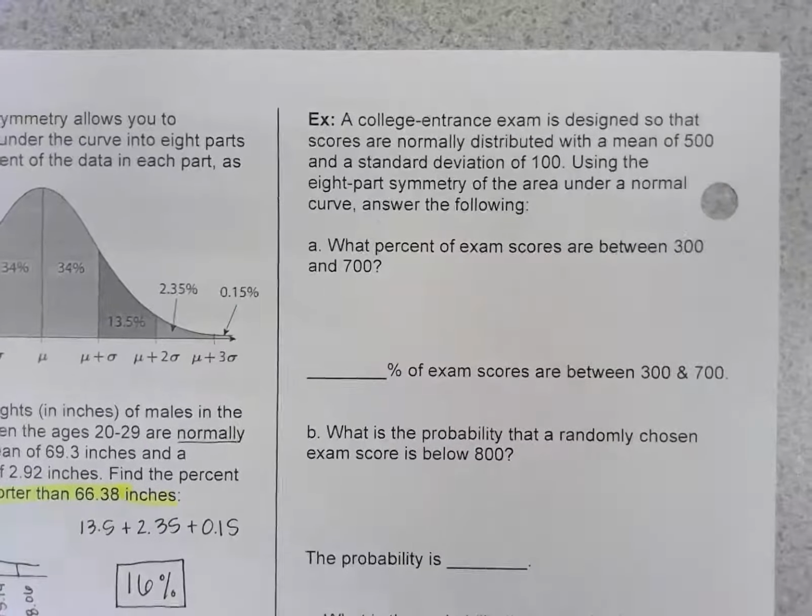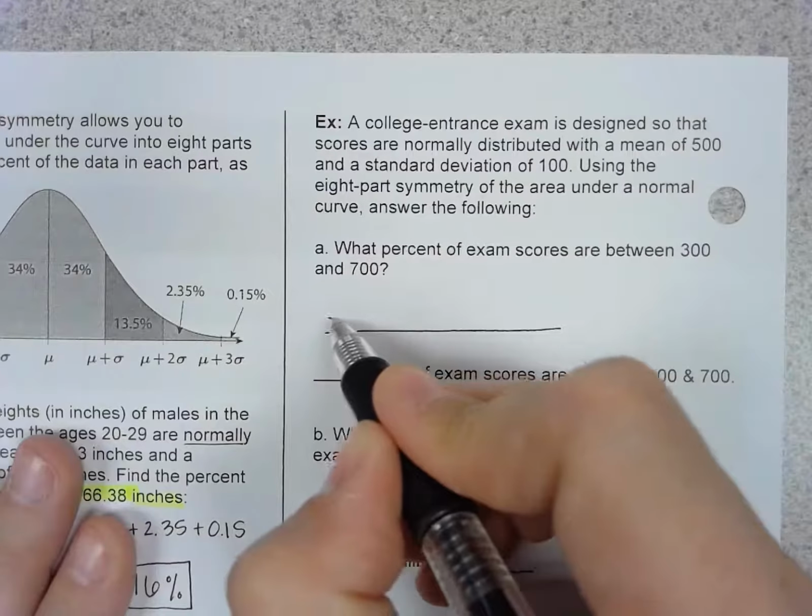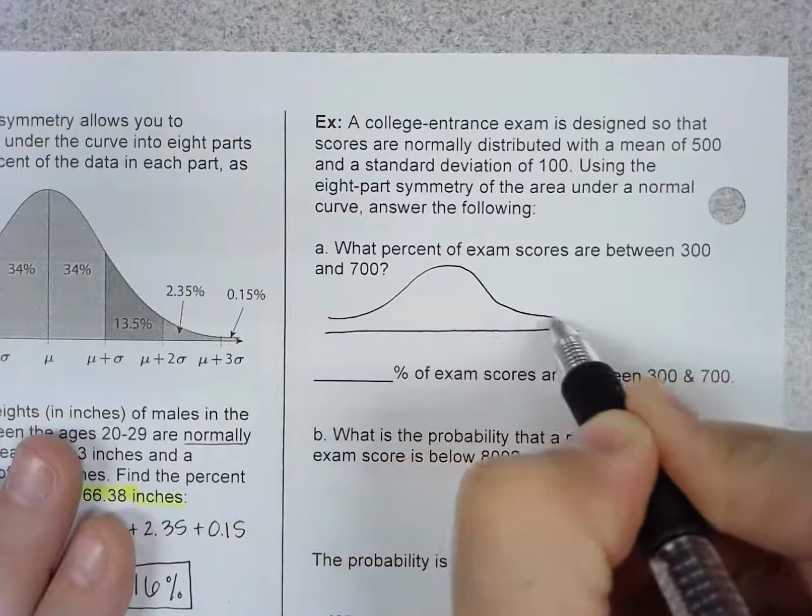So for the last column for the notes for today, the questions are all set up in a similar manner. This next example says, a college entrance exam is designed so that scores are normally distributed with a mean of 500. So 500 is going to be my middle, and a standard deviation of 100. So on this one, when I draw my normal curve, I'm going to do the same thing that I did on the last problem. Let's see how I do drawing this one. Oh, it's a little better.